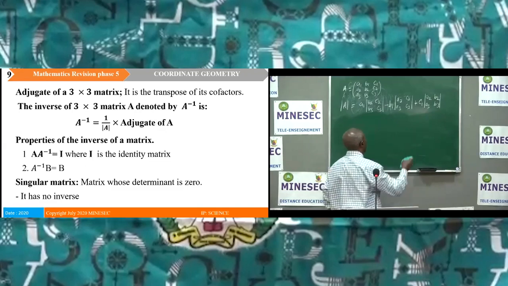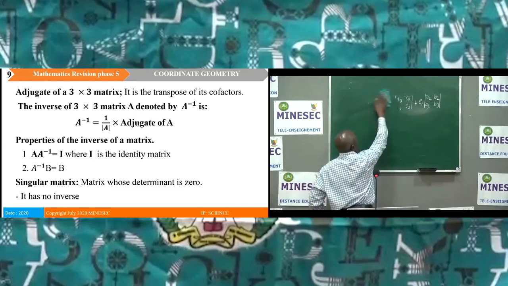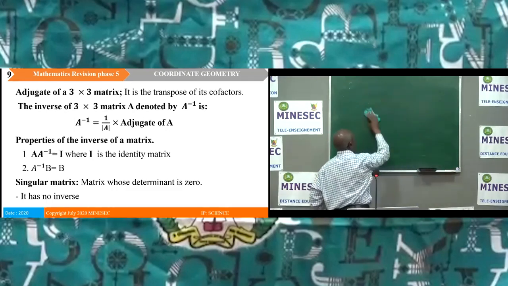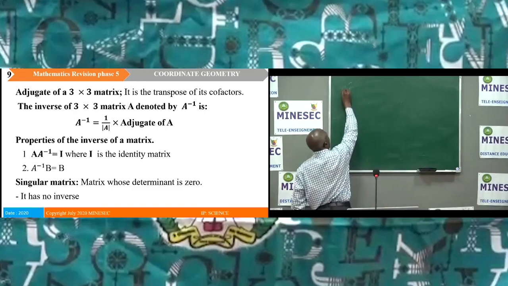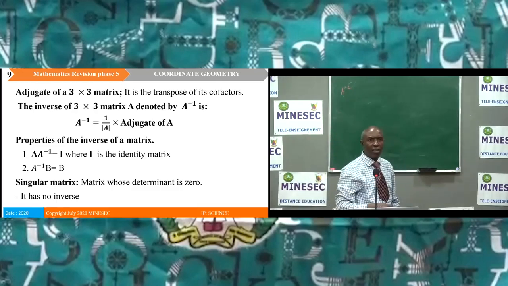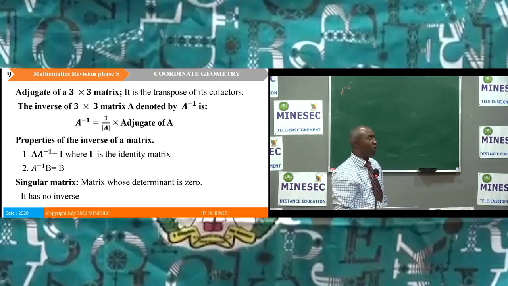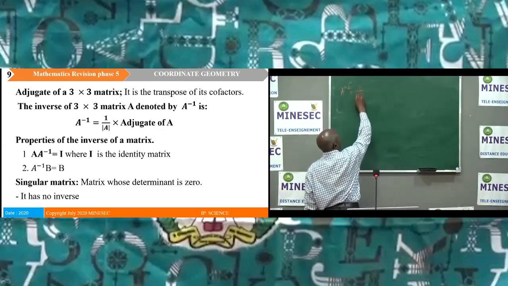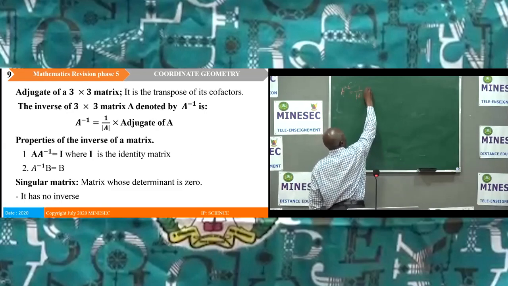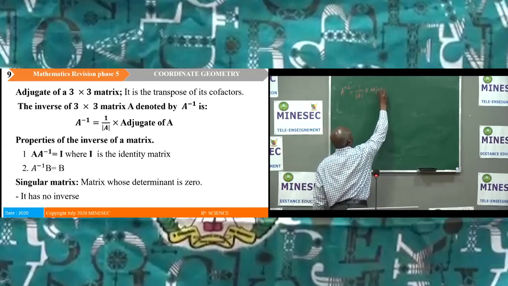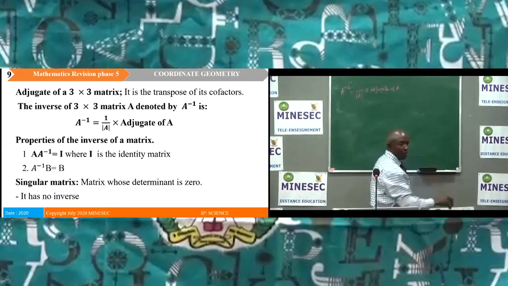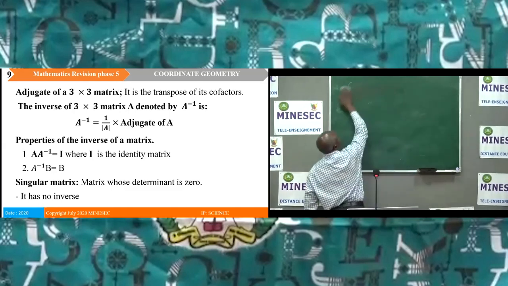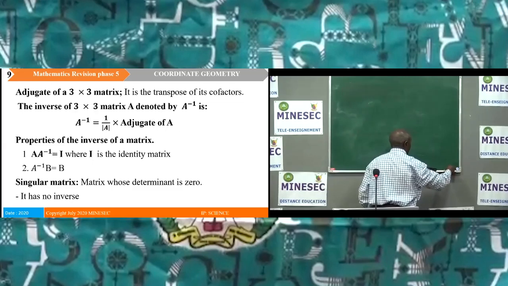Inverse of a matrix. The next thing is the inverse of a matrix. The inverse of a matrix A is denoted as A inverse. That's how we denote the inverse of a matrix. The inverse of a matrix is equal to 1 divided by the determinant of the matrix A, multiplied by the adjugate of the matrix A. That is A inverse.